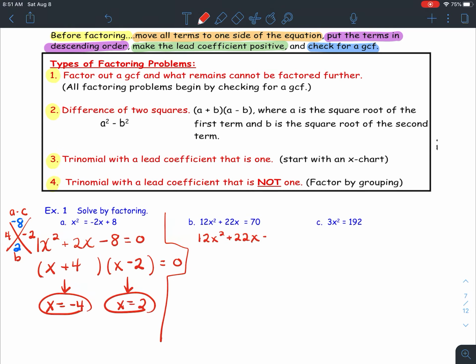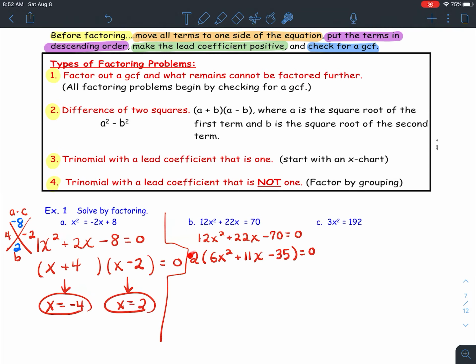Okay, let's go ahead and try the same thing here with example B. I'm going to move everything to one side of the equation. I'm going to make sure that it is in descending order. It looks like my lead coefficient of 12 is already positive, but I believe there is a GCF here that we could factor out. Okay, 12, 22, and 70 are all even numbers, so I can go ahead and remove a 2 from each of my terms here. Okay, so I'm going to divide each term by 2.